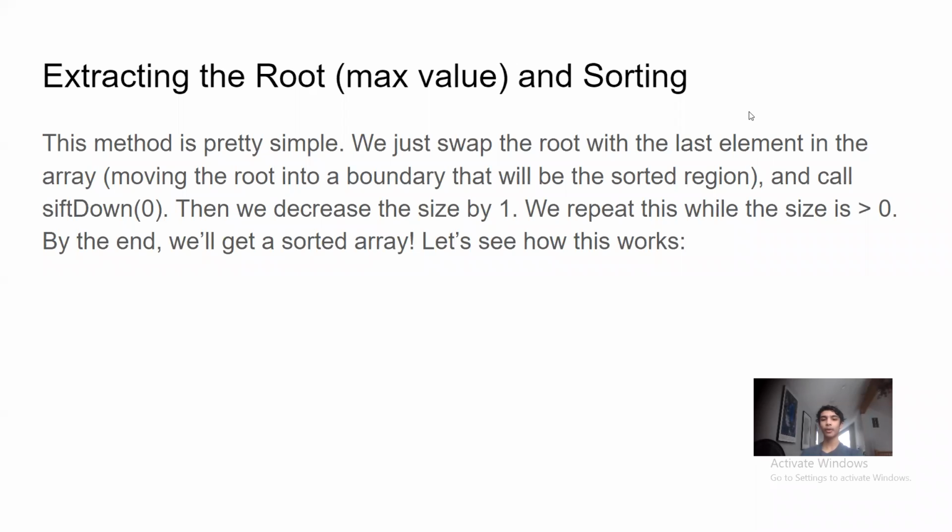Now we need to actually sort it. So to do this, we'll run a bunch of extract root operations. And it is pretty simple. We just swap the root with the last element in the array, and we move the root into the sorted region with a boundary. And we call shift down on the root. Then we decrease the boundary by 1 and repeat this while the boundary is greater than 0. By the end, we'll get a sorted array.